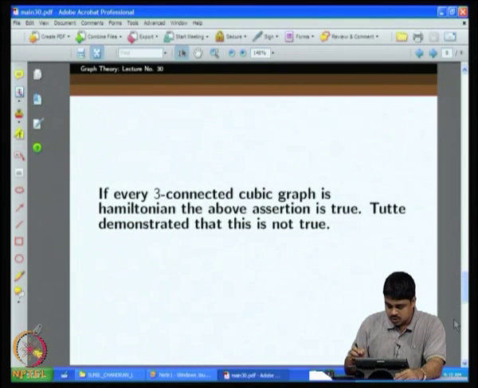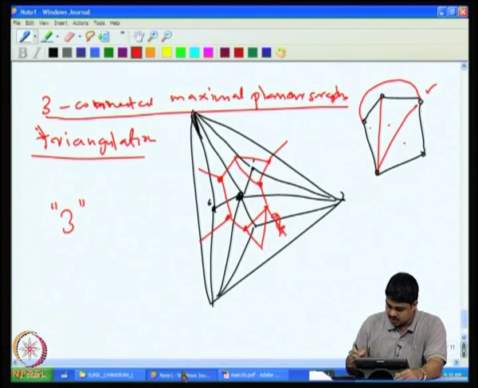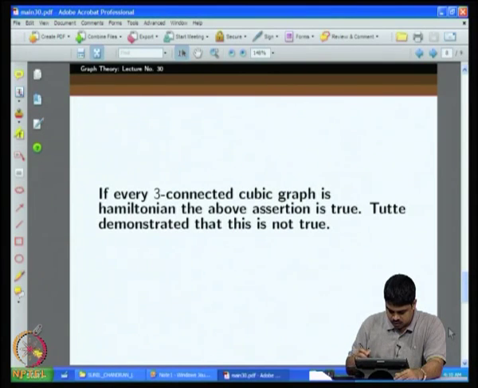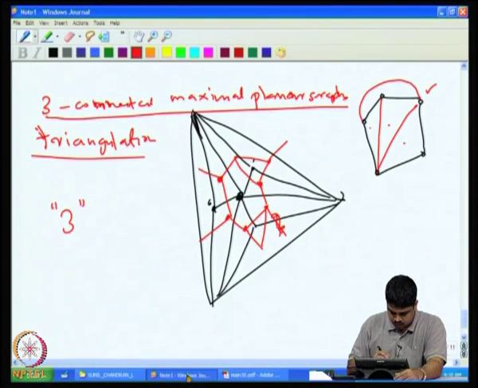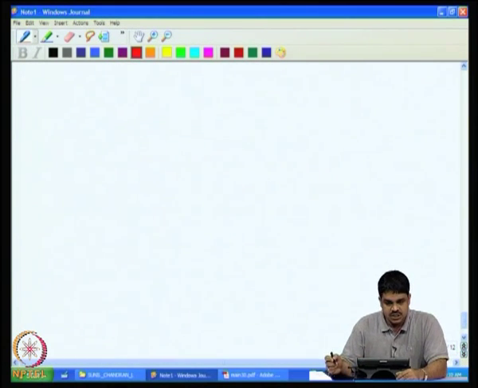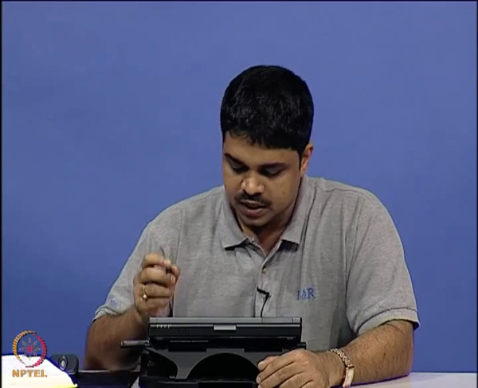Now, but how do you establish this thing? Is it easy? To show that every 3 connected cubic planar graph is 4 face colorable if and only if it is 3 edge colorable, Tate has this nice argument. Let us quickly go through that.